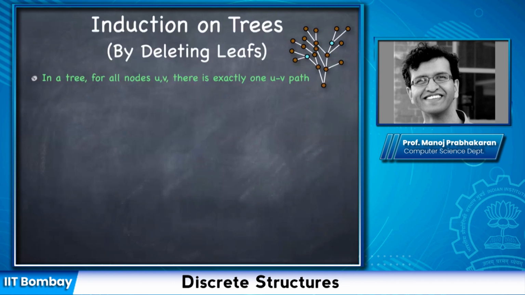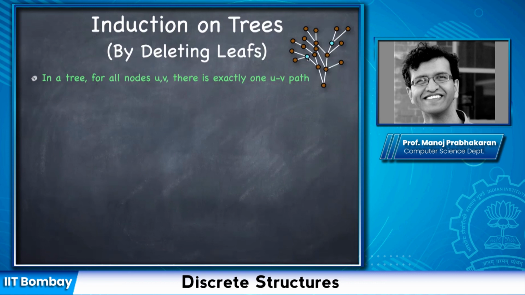The result is useful in itself. It says that in a tree, for any pair of nodes U, V, there is exactly one UV path. And I do allow the possibility that U and V are the same node, in which case I'm claiming there is exactly one path, only the trivial path from U to itself, a path of length 0. So for any pair of nodes, possibly the same, there is exactly one path connecting the two in the tree.